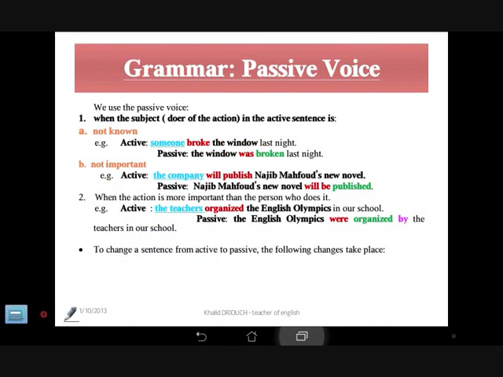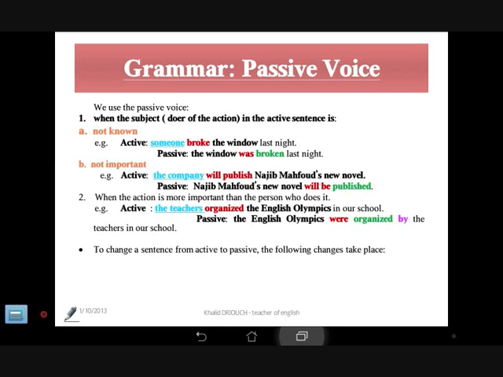We use the passive voice, 1, when the subject, the doer of the action, in the active sentence is not known. Example: someone broke the window last night. Someone is the subject, broke is the verb in the past tense, past simple, the window is object. But when we say someone, it's not like if we say Ahmed or Hassan. The subject is not known, so we just change the sentence from active form to passive form. And we're gonna get a sentence like, the window was broken last night.